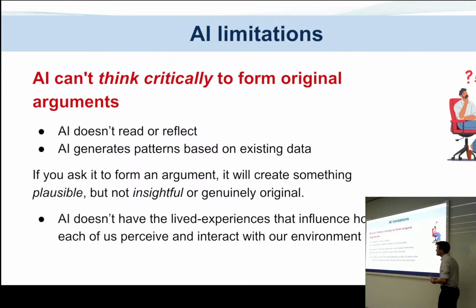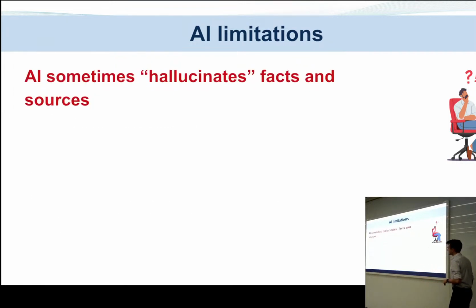AI doesn't have the lived experiences that influence how each of us perceive and interact with our environments. You are all unique people. Yeah? ChatGPT is the average. No one in here is average. Together we are. And academic writing needs to be quite average. You can't have a creative masterpiece. You can't have a poetic research paper. I might eat my words later. Maybe you can, but quite different.